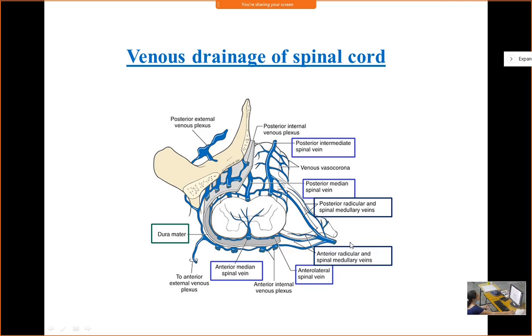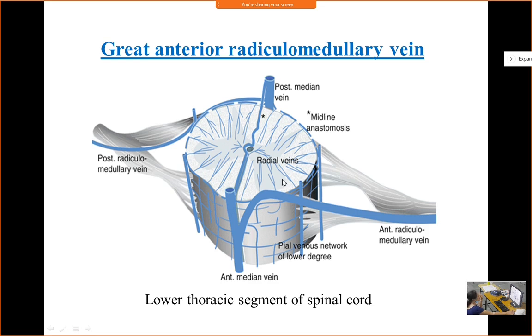In the cervical region, they will drain into the deep cervical vein, vertebral vein, or the jugular vein. In the thoracic segment, they will drain into the azygos vein or the hemiazygos vein. In the lumbar region, they will drain into the lumbar vein. Also, the external vertebral venous plexus drains into the segmental vein. Now, one of these radicular veins, the anterior radicular vein, is very thick. It is very dilated, and that is known as the great anterior radiculomedullary vein.